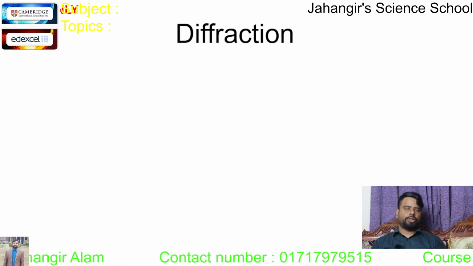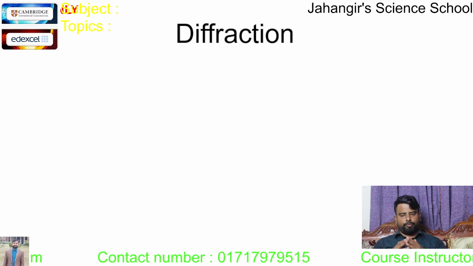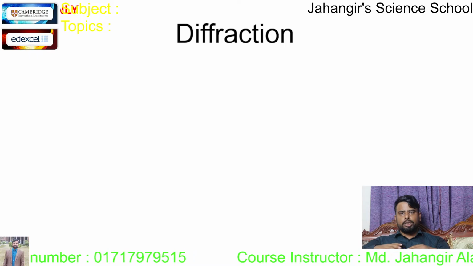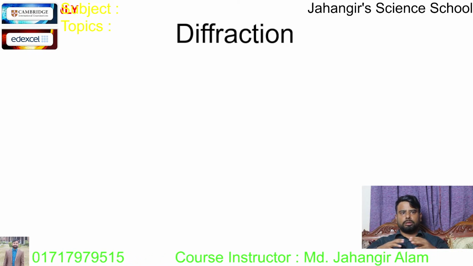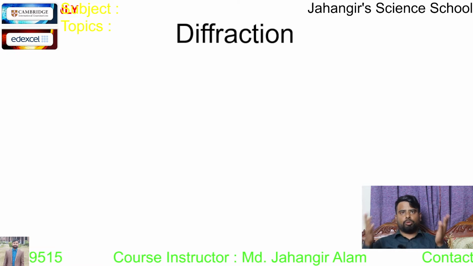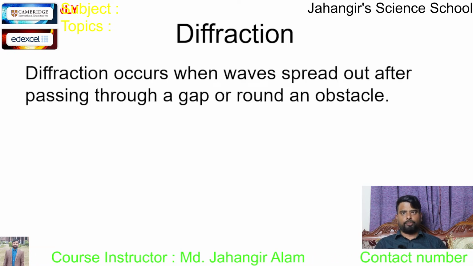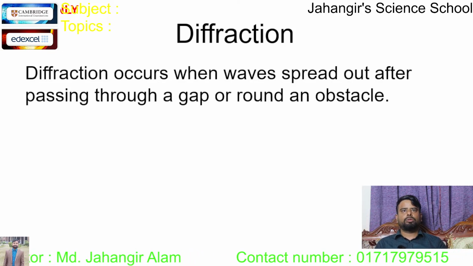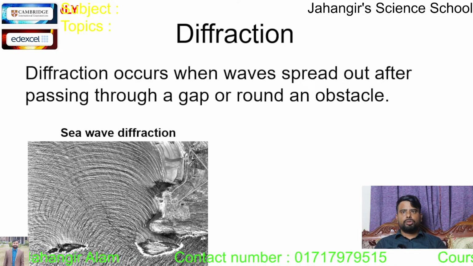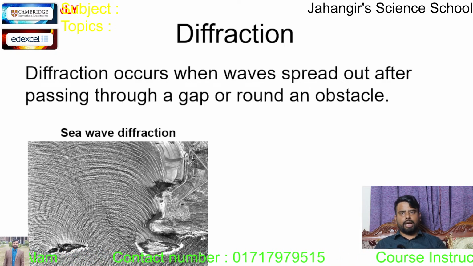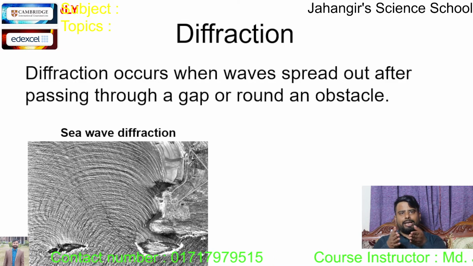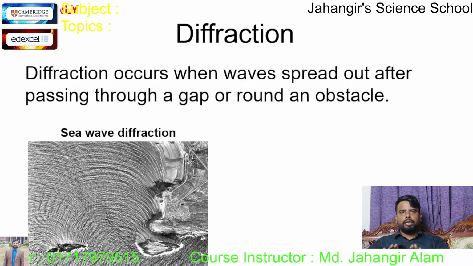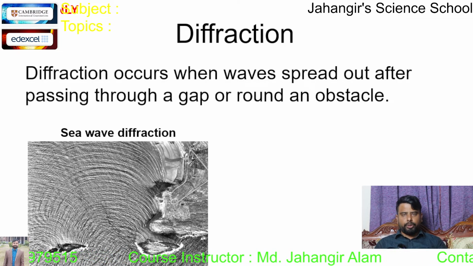Now diffraction. When any wave passes through a narrow gap or sharp edge, then it spreads out or changes its direction. This phenomenon is known as diffraction. Diffraction occurs when waves spread out after passing through a gap or around an obstacle. So see wave diffraction. Look at the diagram here. That means when a wave passes through a narrow gap or sharp edge, then it is spread out. This phenomenon is known as diffraction.